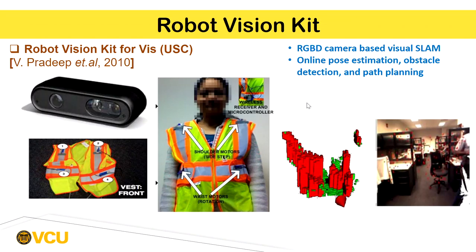For example, this is the image, and this is the traversable map. The red bar represents the obstacles, and the green area represents the traversable area, like the floors. So in this way, they can tell the user which direction they need to go. If the user is approaching some obstacles, the vibrator will vibrate to signal the user, okay, you may bump into something.